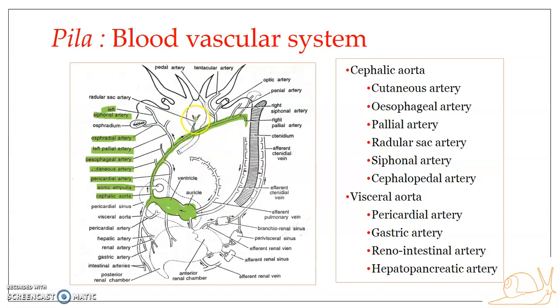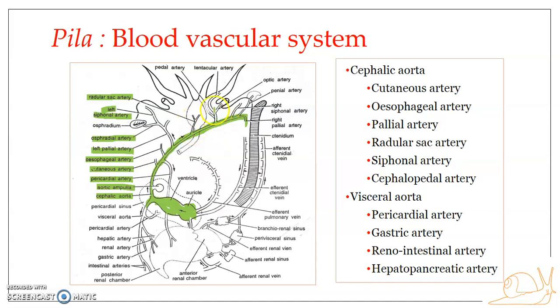And the fifth artery arising from the cephalic aorta is the radular sac artery. As the name suggests, it supplies the radular sac. And I hope you remember the radula, it is placed in the radular sac, which is also associated with the secretion or the formation of the radula.